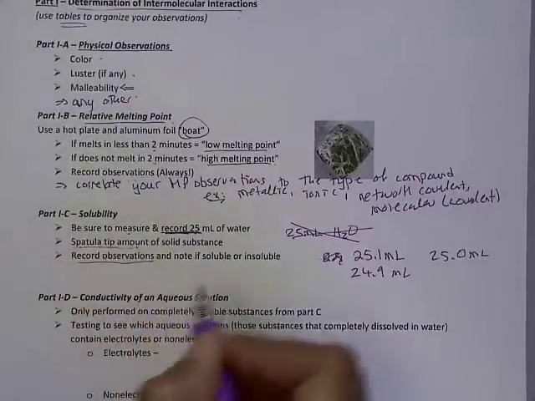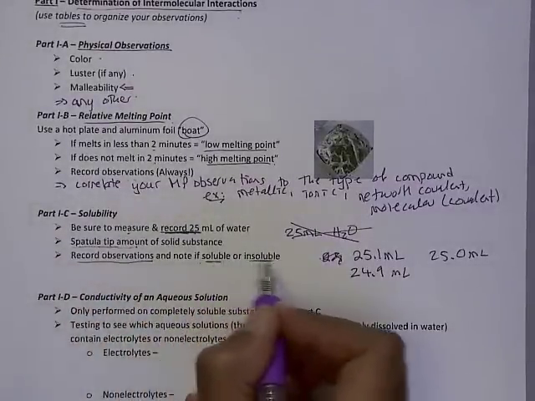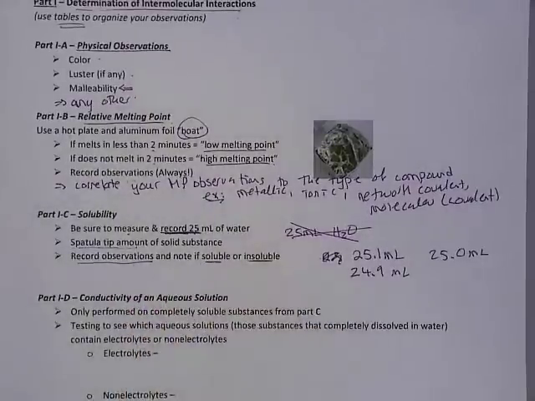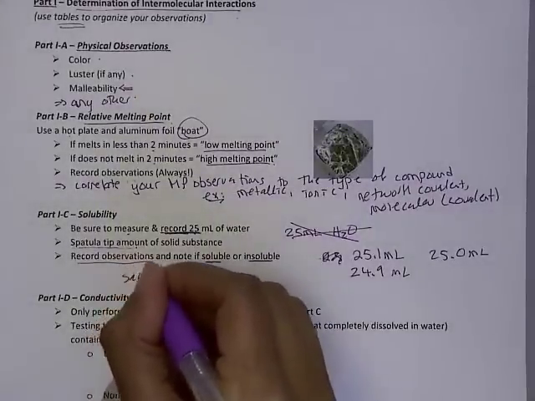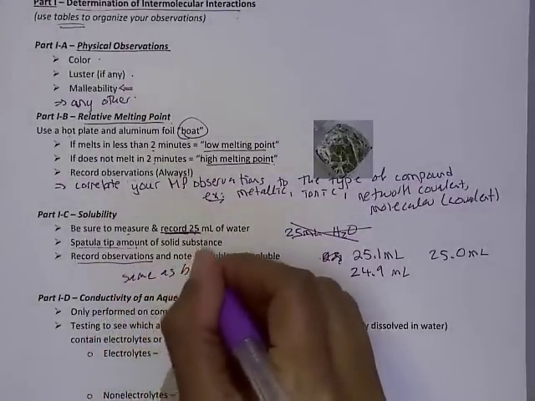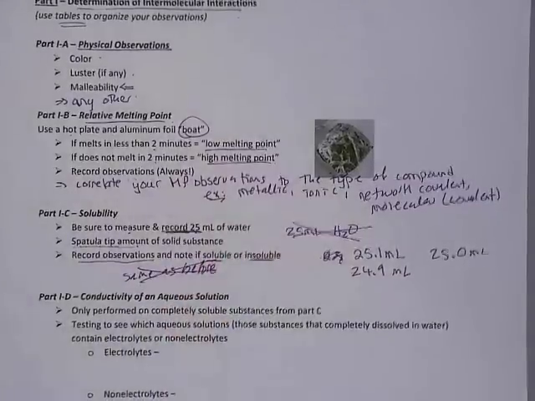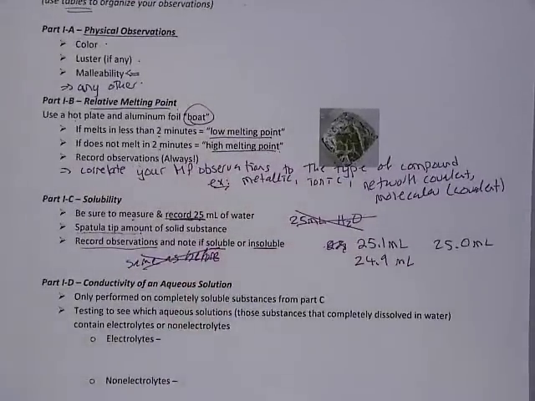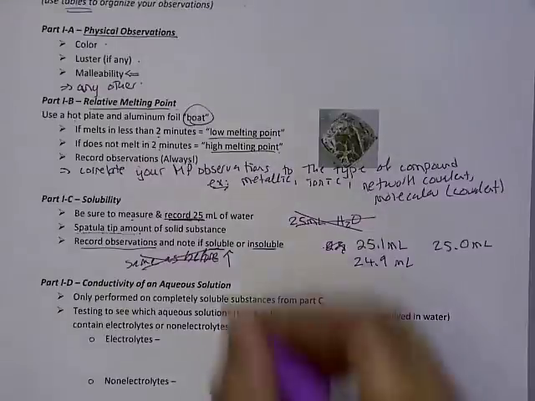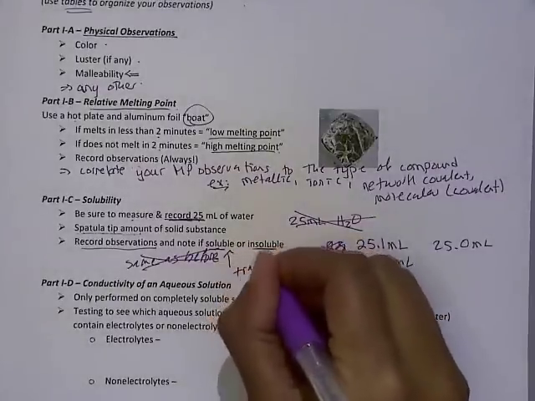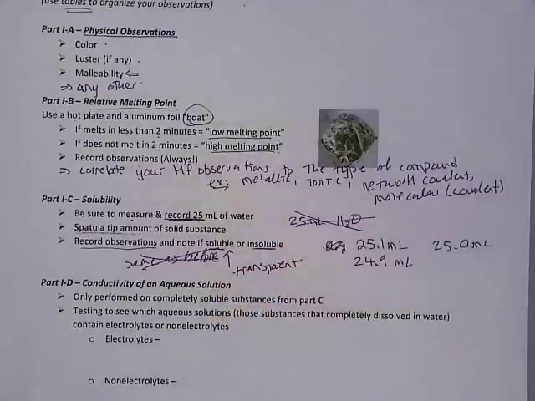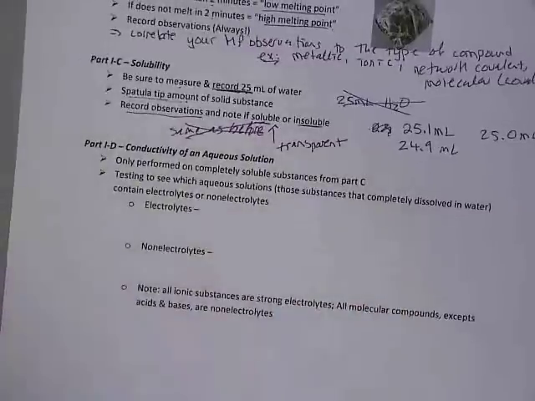We want you to record your observations and note if it's soluble or insoluble. So record observations. Don't just write "same as before." That's incorrect. I want you to write down your observations. Did it dissolve? If it did dissolve, what does it look like? Did it not dissolve? Well, if it didn't dissolve, what does it look like? Remember, soluble means it's completely transparent. If it's semi-transparent, that means it's insoluble. You have very small, probably nano-sized particles floating around in your test tubes.